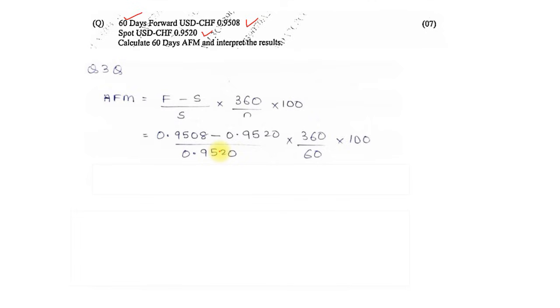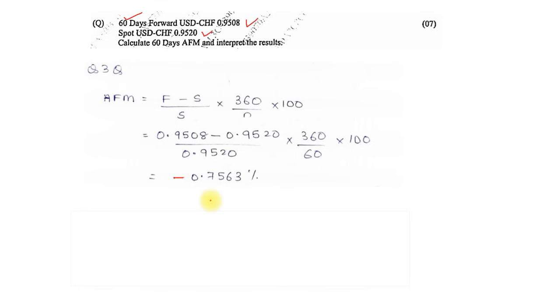Very simple formula. The formula for annualized forward margin is (forward minus spot) upon spot into 360 upon N into 100. Forward rate is 0.9508, spot is 0.9520, the period is 60 days. We substitute into the formula. So (0.9508 minus 0.9520) upon 0.9520 into 360 upon 60, because 60 days is given, into 100. We get the value as negative 0.7563%.